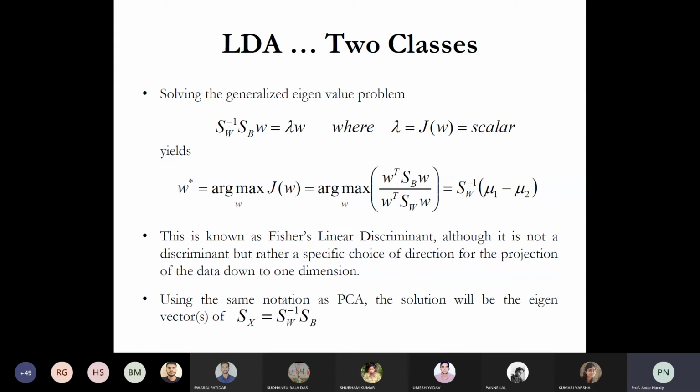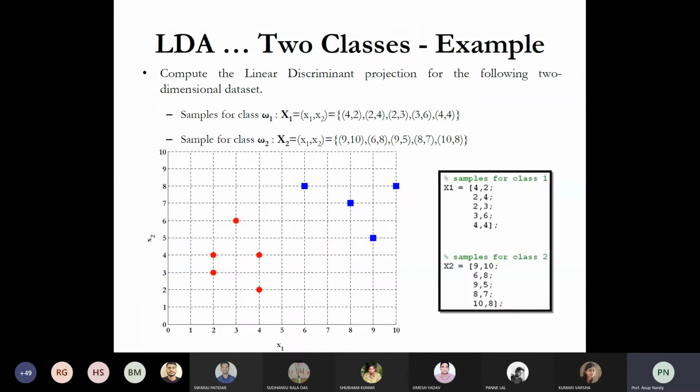So now if you apply PCA also, the solution will be given by the eigenvector problem, that is, Sx is equal to SW inverse times SB. So now these are the processes that you have to follow. So now we'll see one example so that it will be clearer to all of you.